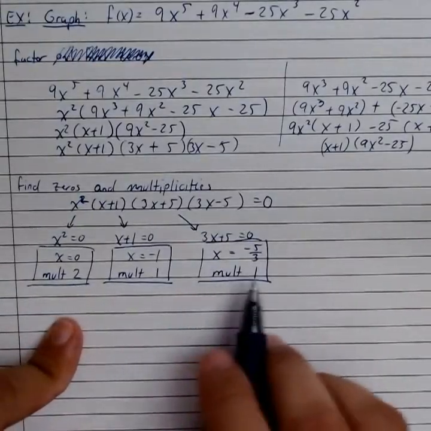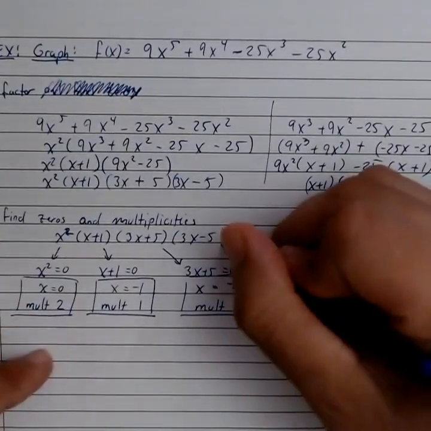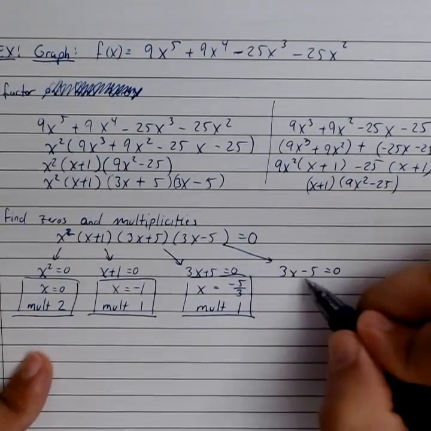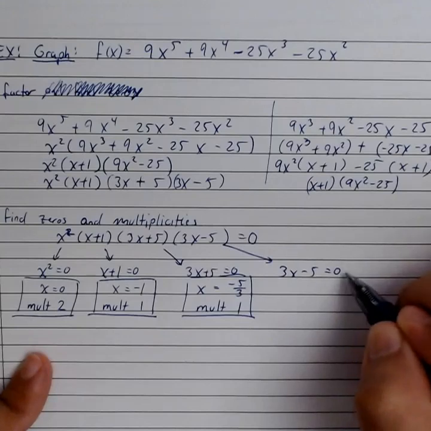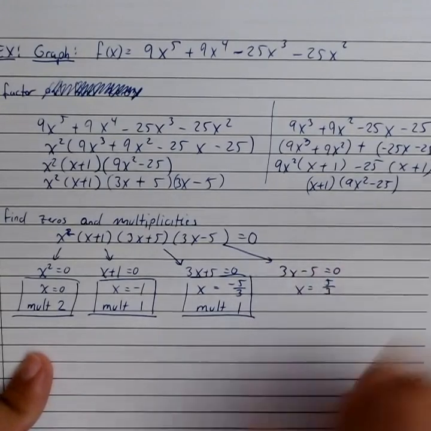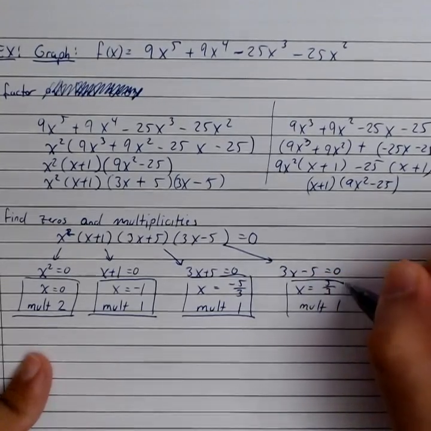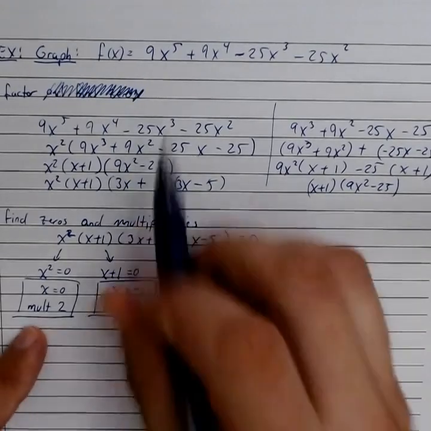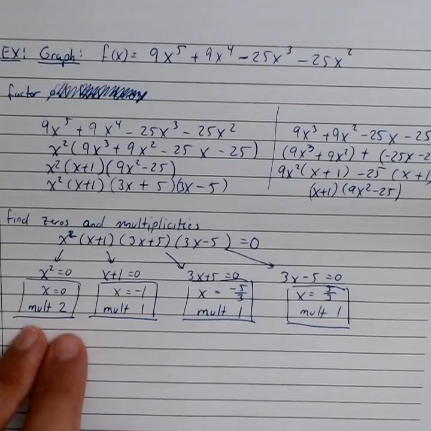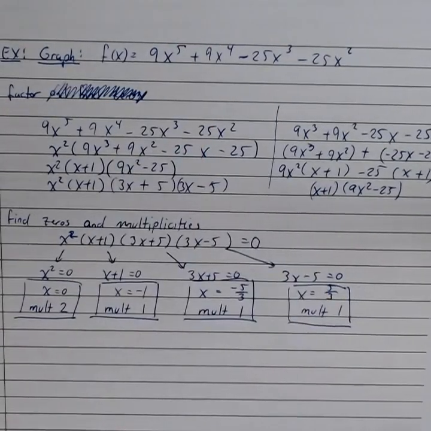Multiplicity, I'm just being lazy, not writing out the full word. Multiplicities. And finally, if I have 3x minus 5 is equal to 0, I can add 5 over here. That's positive 5, and then divide by 3. So positive 5 over 3. That one's going to have multiplicity 1 as well. As a quick double check, remember your original polynomial function had a degree of 5. If you add your multiplicities, that should give you 5 also. 2, 3, 4, 5. Okay, so we haven't made any major mistakes anyway.